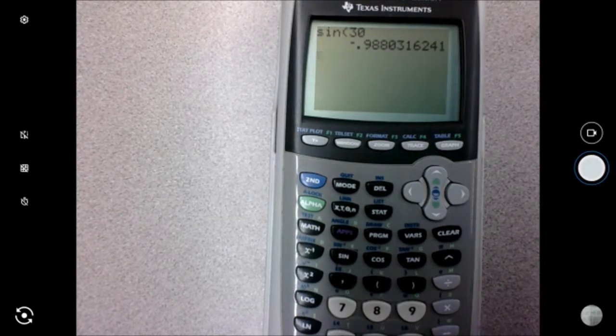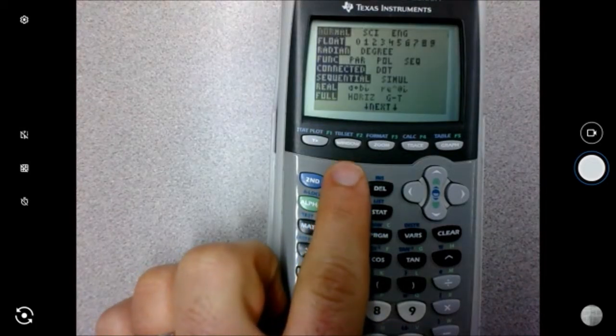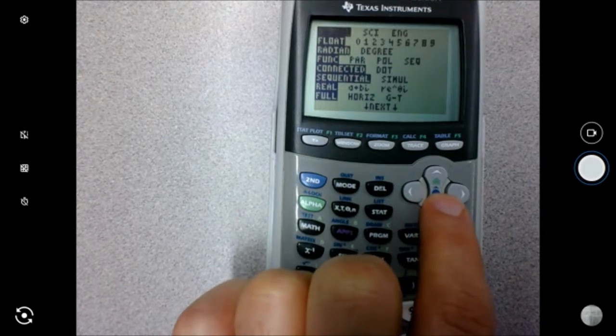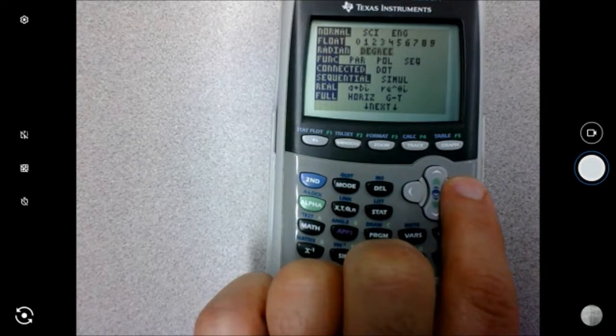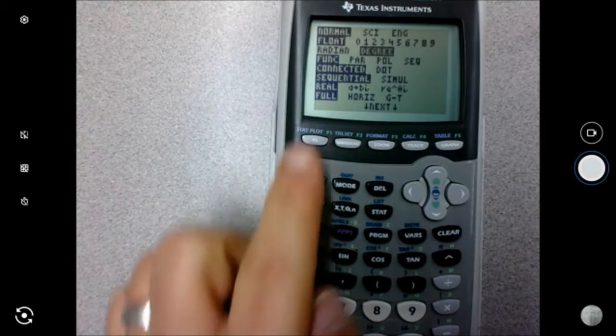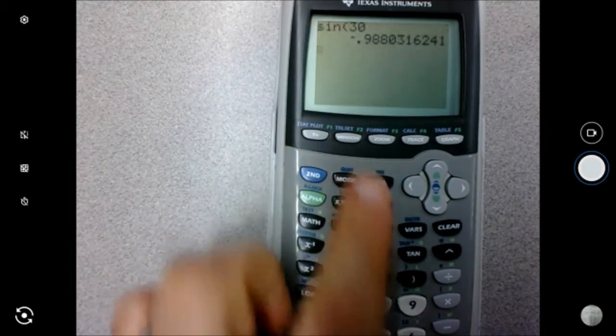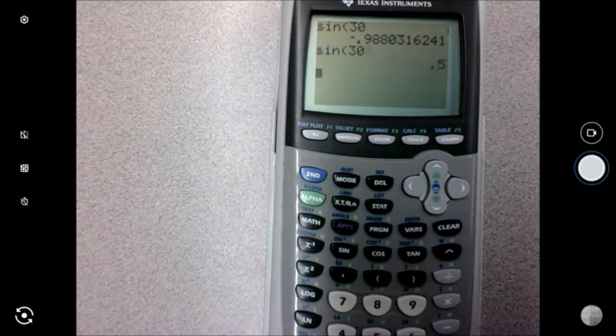For a graphing calculator, the way to make the change is to go to this button that says mode. Yours might look a little different than mine, but I'm going to go down, see where it says radian. I'm going to move the arrow over till it says degree, and then I'm going to hit the enter button to make the degree highlighted. And we quit. Let's try again, sine 30. And now I'm getting the right answer. So again, try this out. Make sure you're getting the same answer that I am.